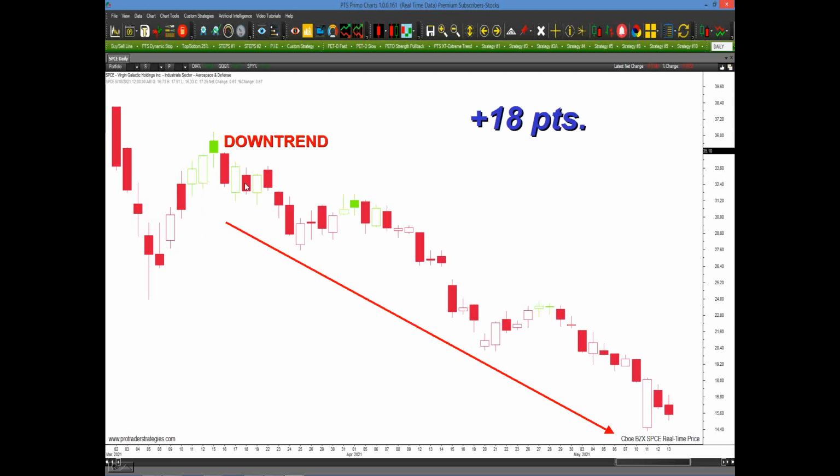Now, if you missed that one, look, you have 2 green bars followed by a red, 1 green bar followed by a red, 2 more green bars followed by a red. These are all downtrend signals, okay?